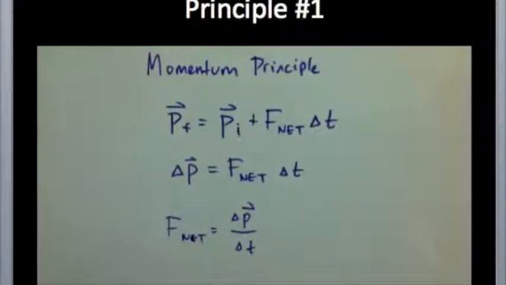As mentioned, the two main principles that apply to this lab are the momentum principle and Newton's gravitational law. The derivative form of the momentum principle is dp/dt equals F net. The change in momentum is equal to the net force acting on the object times the duration of the interaction. This screen displays the derivation.